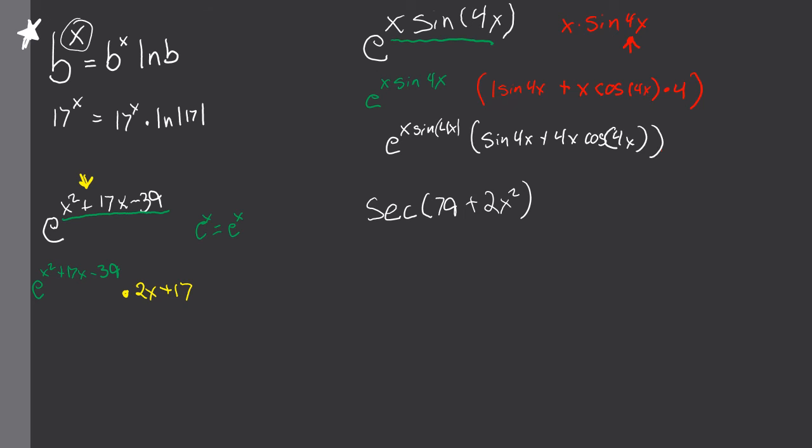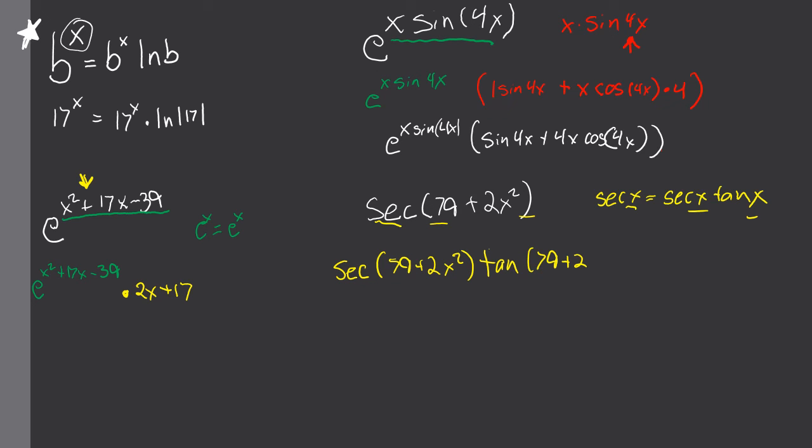Now for our last example for this video, we have secant of 79 plus 2x squared. Now the derivative of secant of x is secant x tangent x. And that's the first thing that we're going to do because our secant is our outer function. So we write secant, and then the inner function stays the same. That's our x here. 79 plus 2x squared times the tangent of 79 plus 2x squared. That's our outer function. Now we multiply by the derivative of the inner.